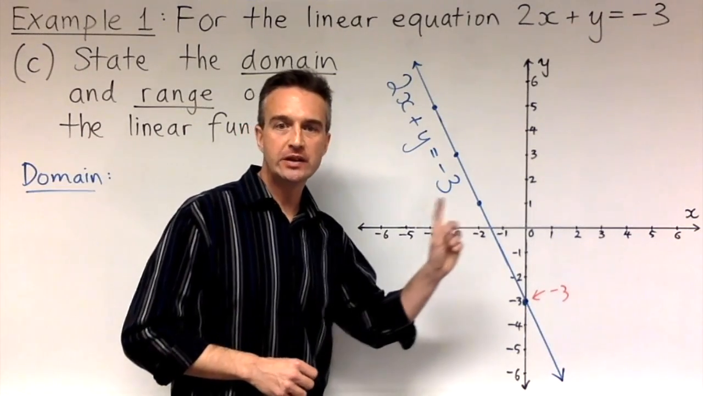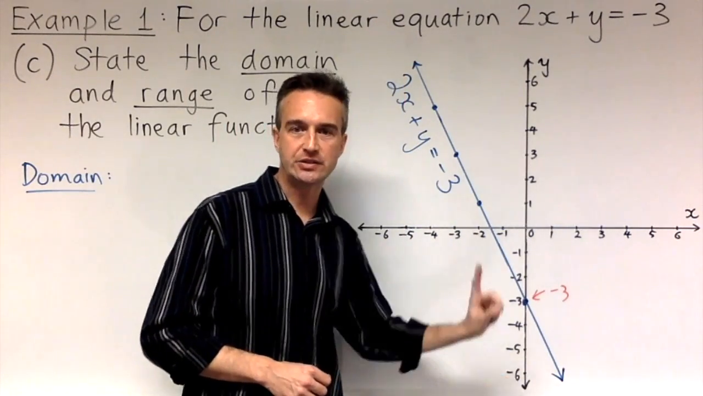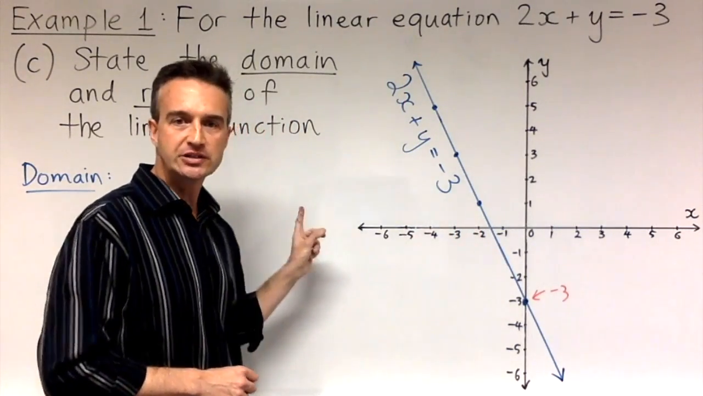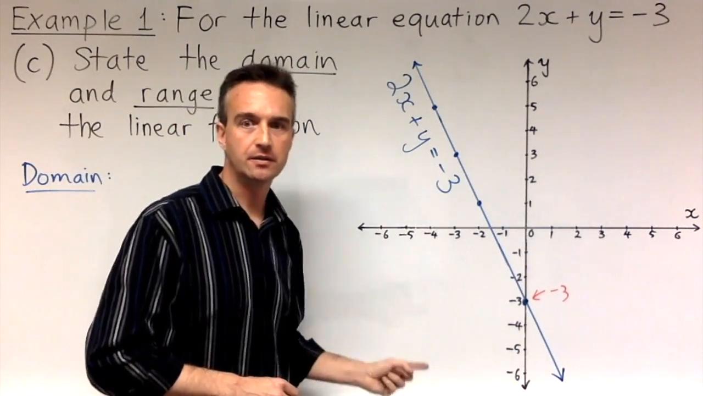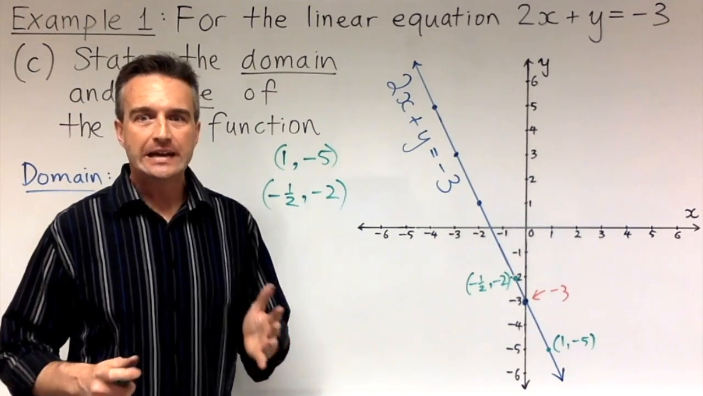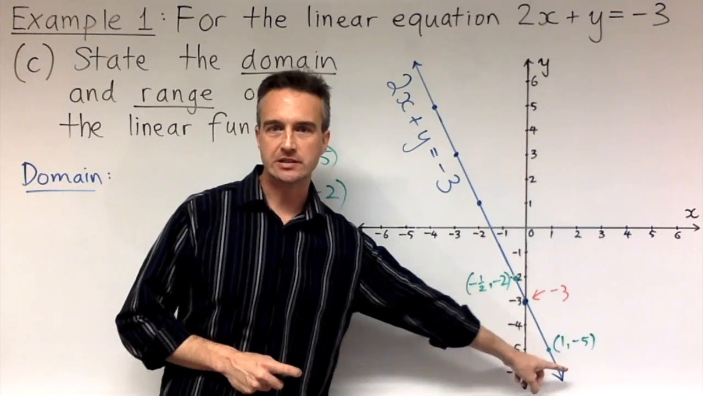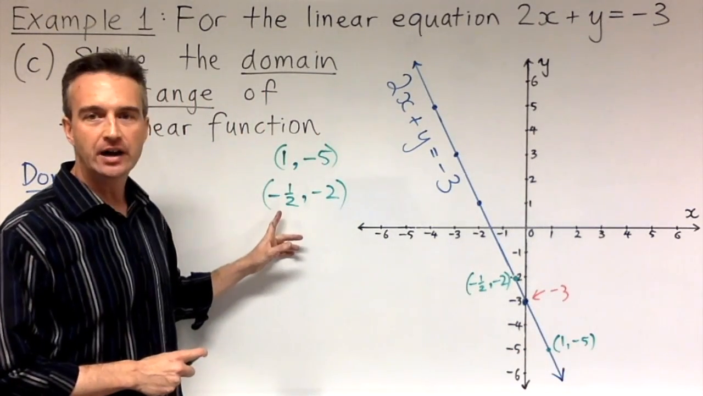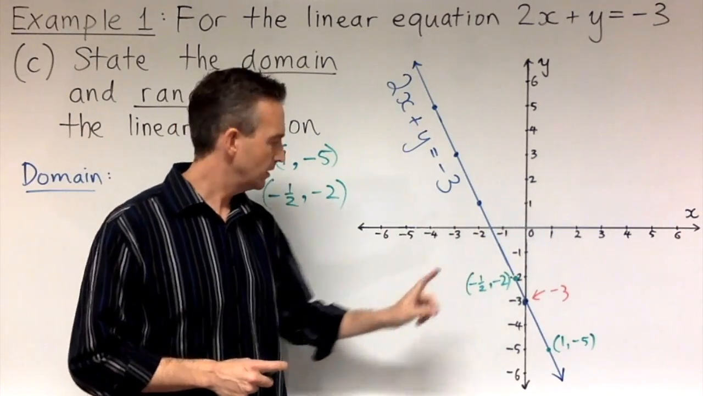And looking at this graph, it goes on forever in that direction and in that direction. It goes on forever in the left direction and the right direction. We will always get y values. Let's not forget earlier on we had two other points. One, negative 5. That also sits nicely on the straight line. Negative a half, negative 2. That also sits nicely on our line.